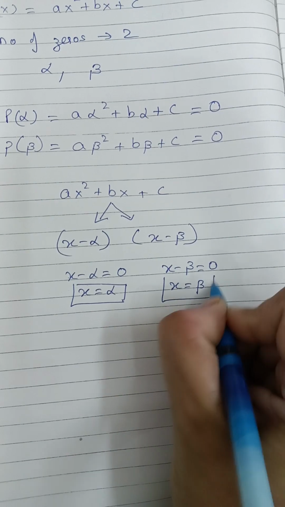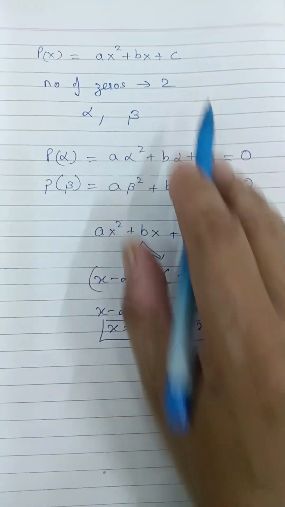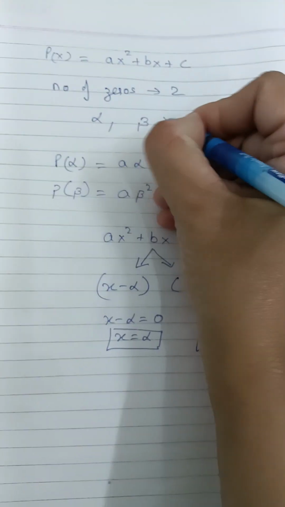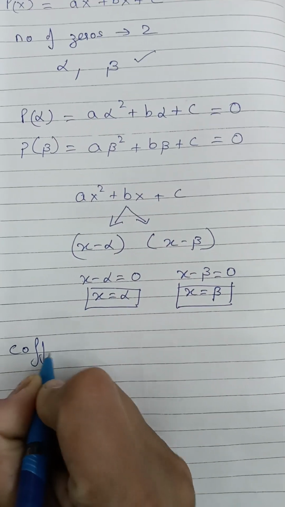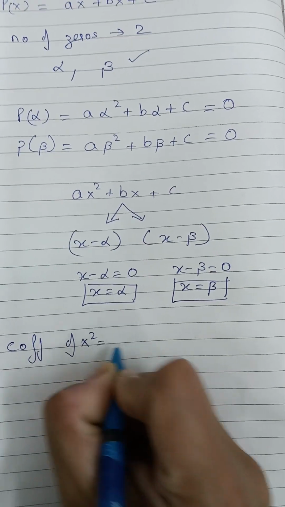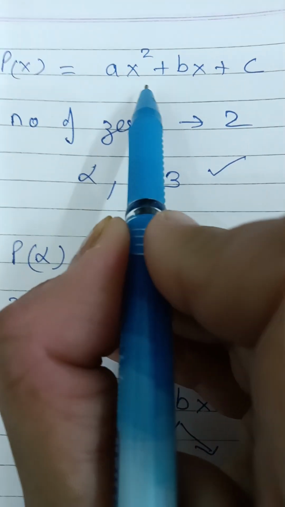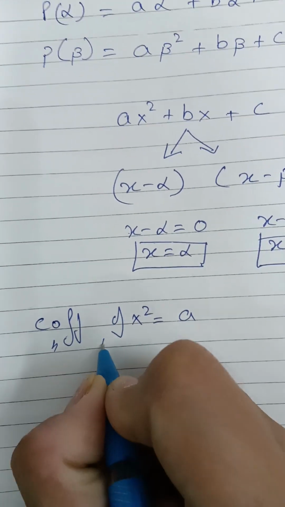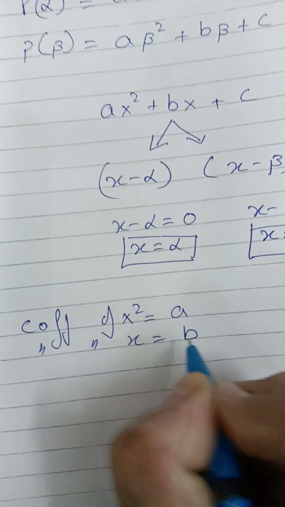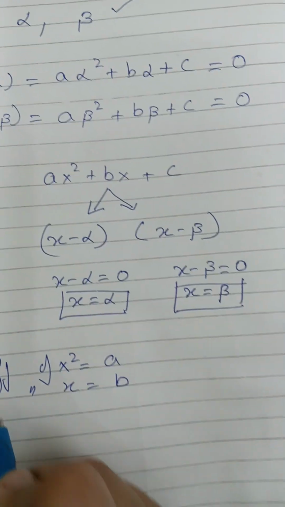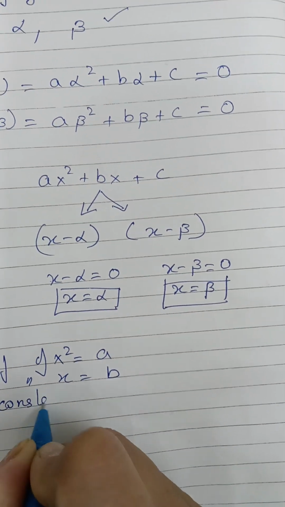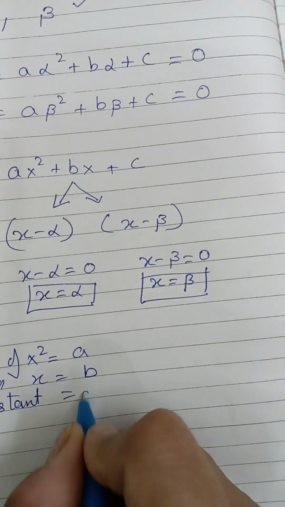So we know that there are two zeros possible for a quadratic polynomial. Let us name them alpha and beta. Now what are the coefficients? The coefficient of x square is a, the coefficient of x is b, and the third thing is a constant without any x, and that is c.